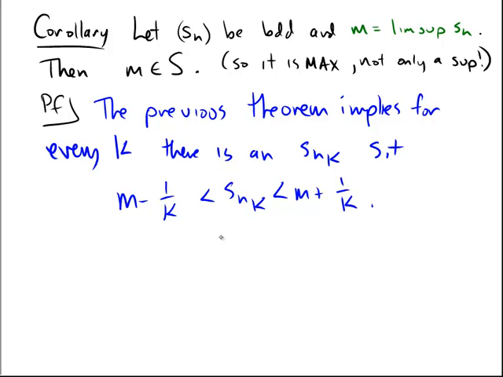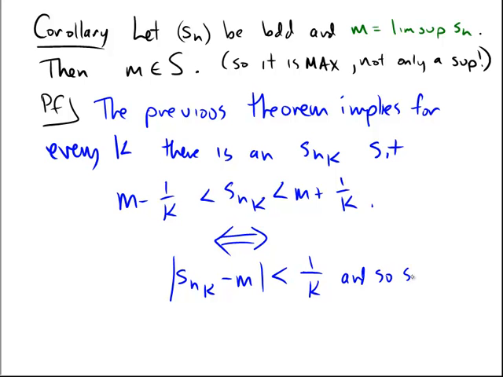But what does this imply? Well, if you're in between m minus 1 over k and m plus 1 over k for every single k, that literally means that the absolute value of S sub n sub k minus m is less than 1 over k, and so S sub n sub k is going to converge towards m. And since we found a subsequence that converges to m, that means that m is in the set of all subsequential limits. So get an MWO there.